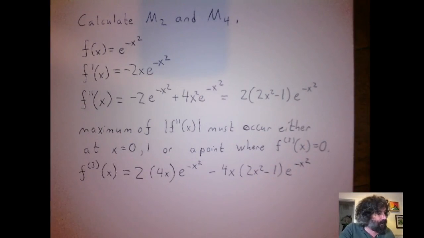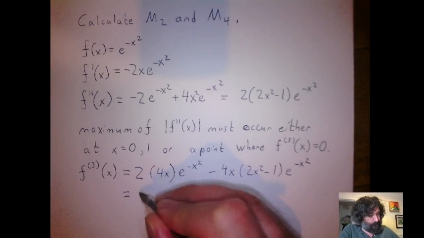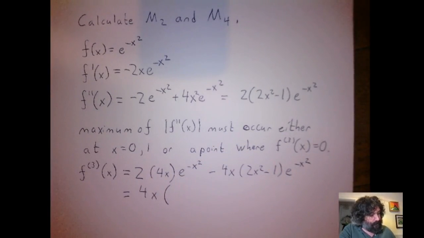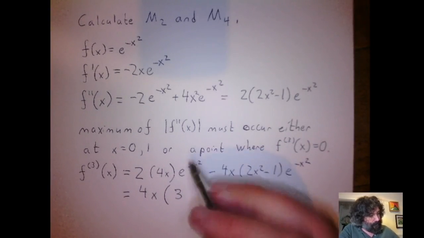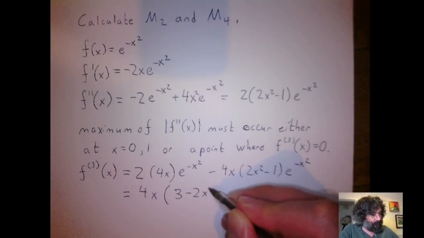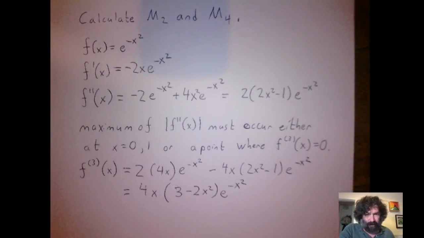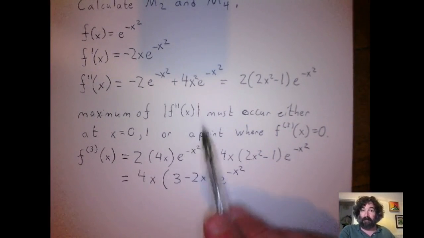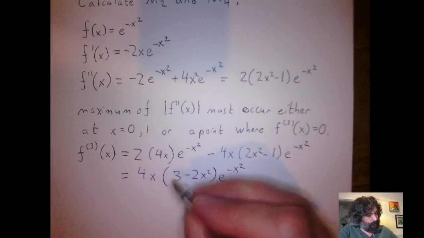And okay, let's try to simplify that. There's 4x in both terms, so we factor the 4x out. Also factor the e to the negative x squared out, which occurs in both terms, and we're left with 2 plus 1, so that's going to be 3, and then minus 2x squared, times e to the negative x squared. Okay, so that's the third derivative. And we want to find where it's zero in order to find points where the second derivative might be maximum. So let's check where that would be 0.